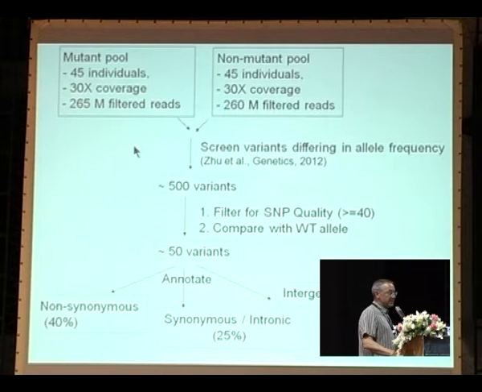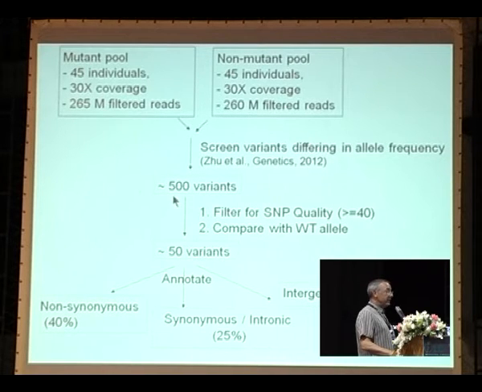Some preliminary data, this came in to me this weekend: our strategy was to take 45 individuals with 35 times coverage for sequencing from the mutant and the non-mutant pool, and then to screen those for variants that showed separation only between mutant and non-mutant pools. So this allowed us to get rid of a lot of the background noise, and this followed the method of Zhu et al. in Genetics, published in 2012.